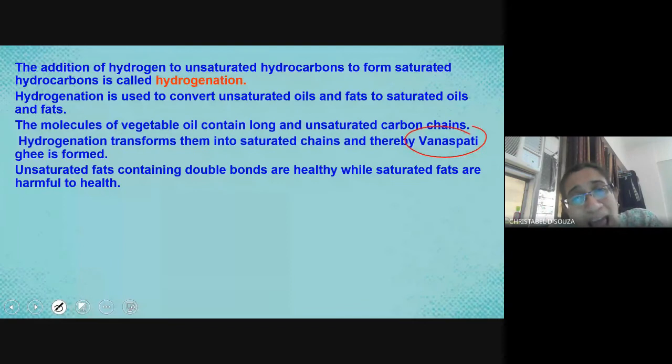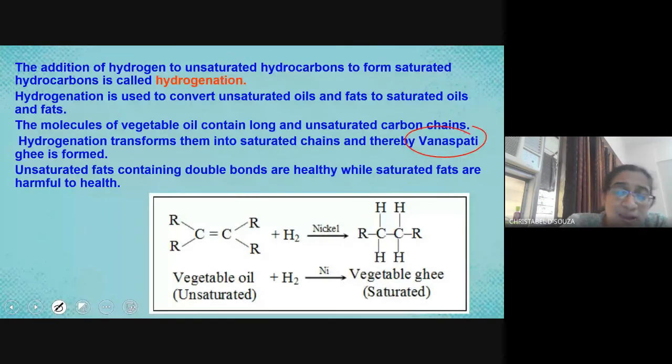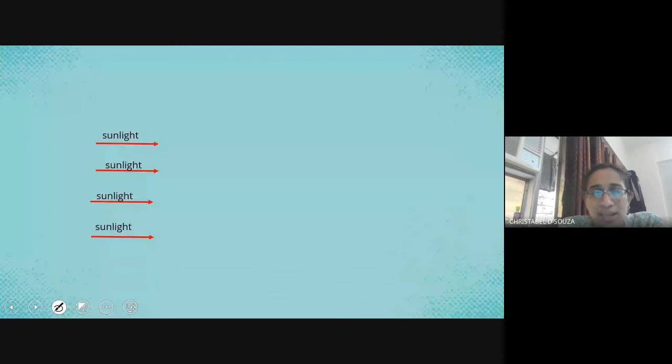It is better to have oil or animal fat, that is cow's ghee or whatever. Those are better as compared to vegetable fat, not vegetable oil. So this is my vegetable oil. In the presence of hydrogen, it gets converted into vegetable ghee, which is saturated. I'll show you this, right? So saturated hydrocarbons are not good for health at all.